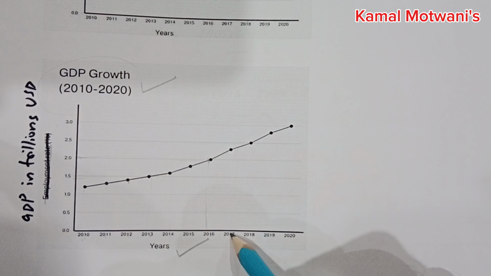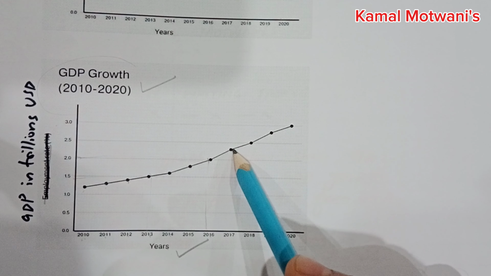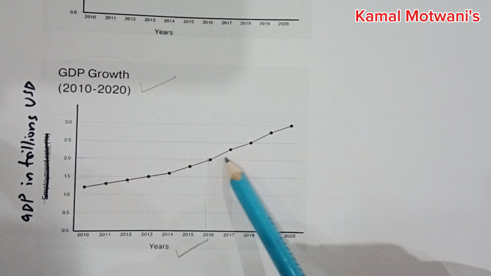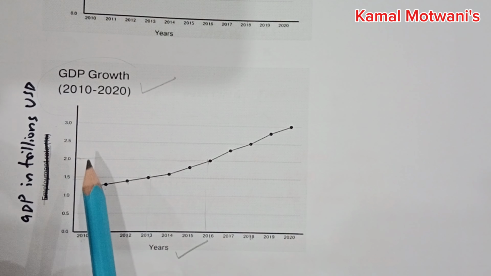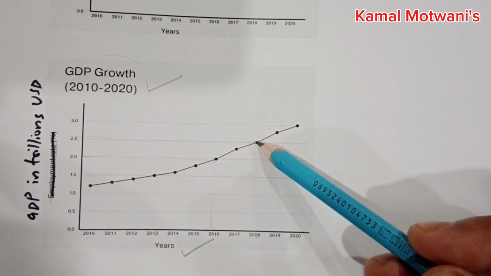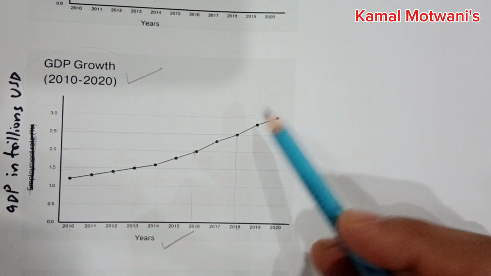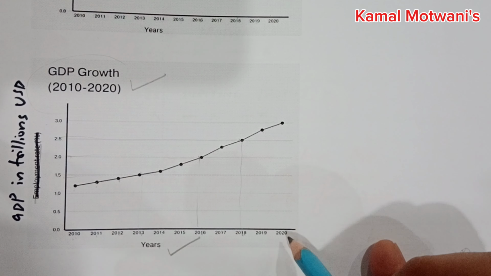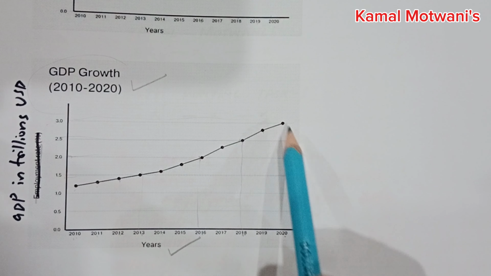Then in 2017 it is 2.3. We can see it is a bit below 2.5. Then in 2018 it is exactly 2.5. You can see 2.5 here. Then in 2019 it is 2.8. It is a bit below 3. And then in 2020 it is exactly 3 trillion US dollars.